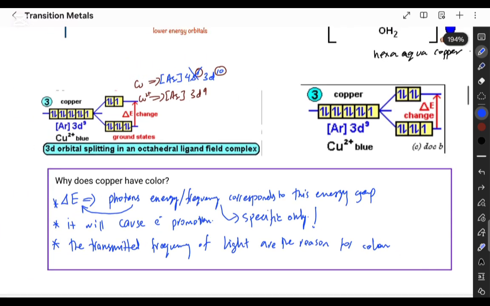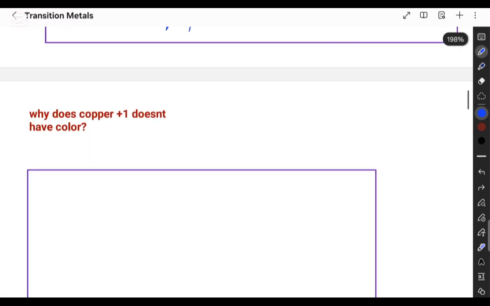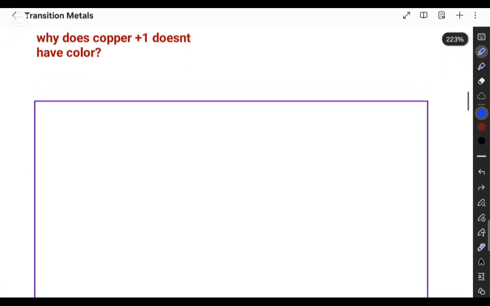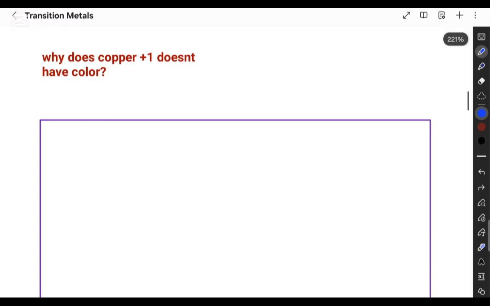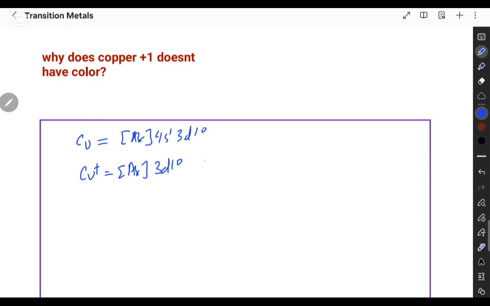Now, this will not happen when we have copper plus. So for copper plus, this is our copper electronic configuration, Ar 4s1 3d10. And if we go to copper plus, we have the argon, and then we have 3d10. So you can notice that the d orbital is completely filled.